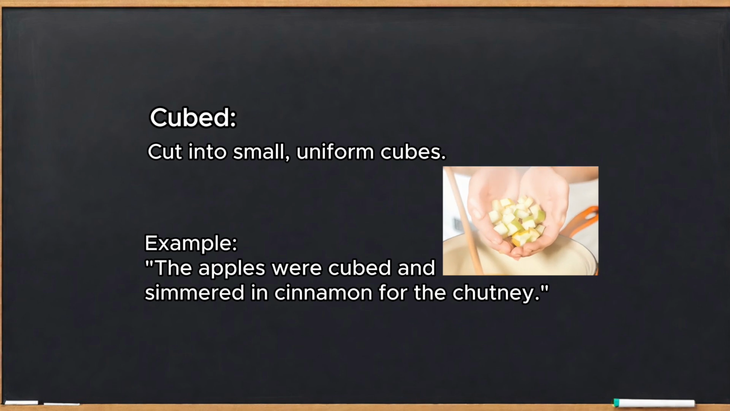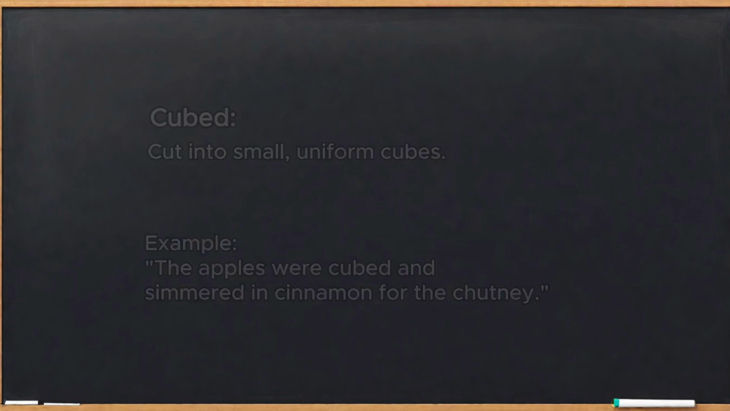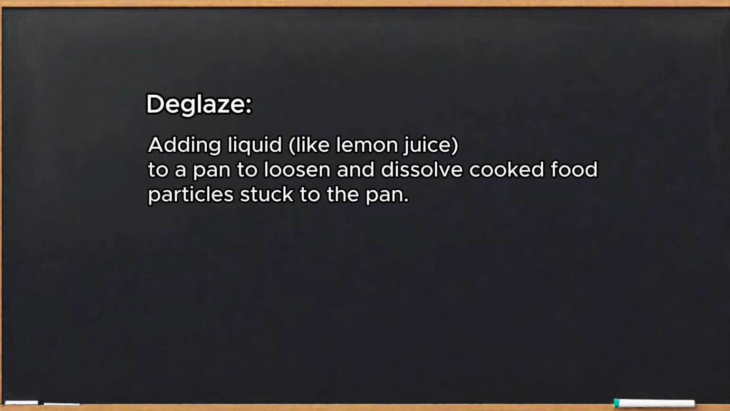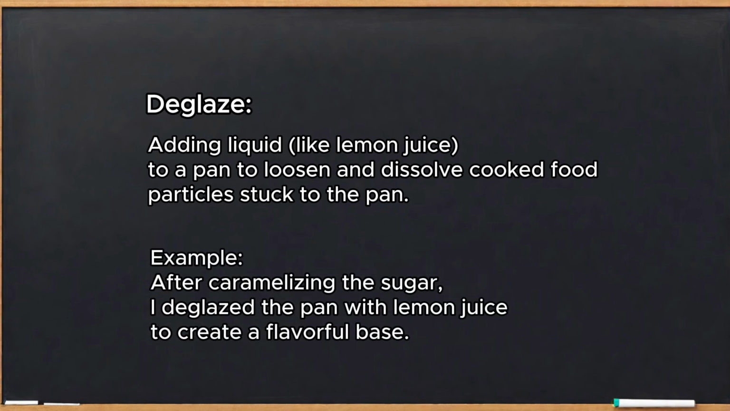Cubed, cut into small, uniform cubes. Example, the apples were cubed and simmered in cinnamon for the chutney. Deglaze, adding liquid, like lemon juice, to a pan to loosen and dissolve cooked food particles stuck to the pan. Example, after caramelizing the sugar, I deglazed the pan with lemon juice to create a flavorful base.